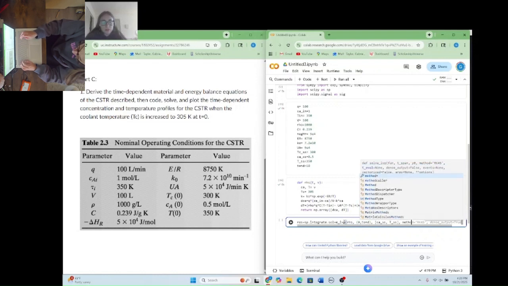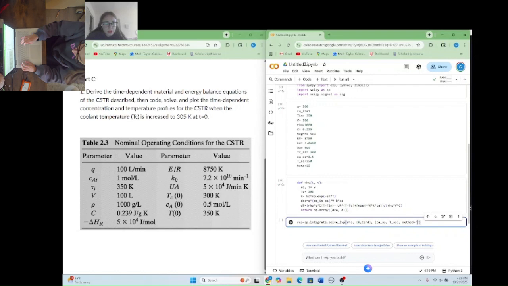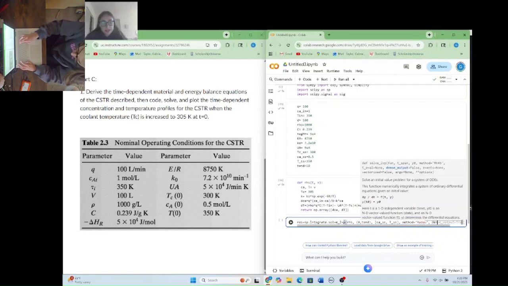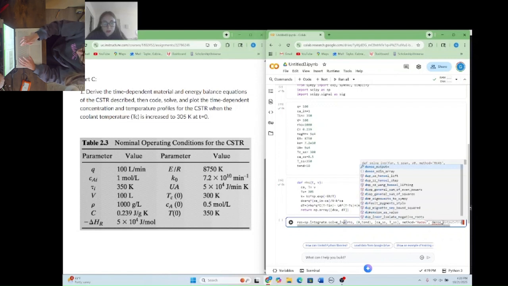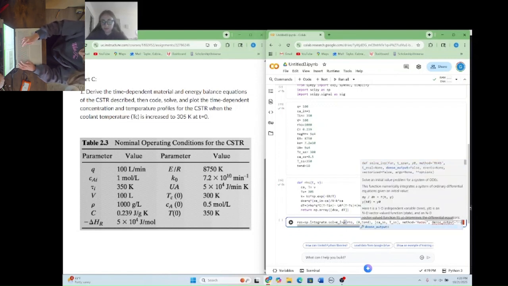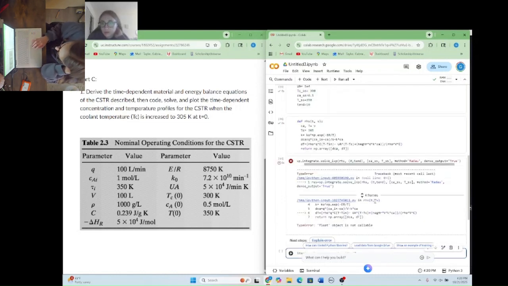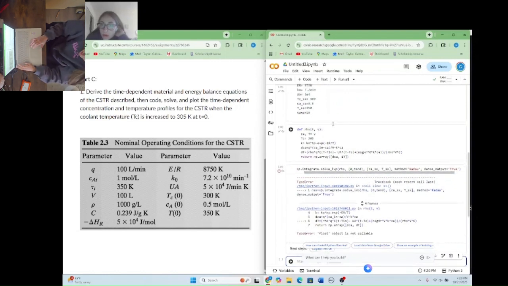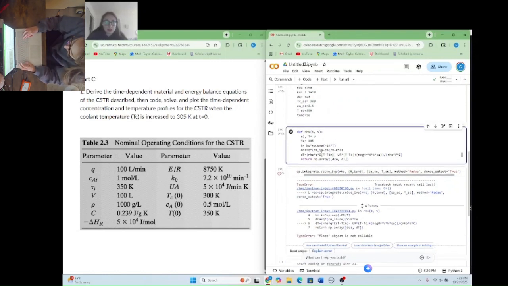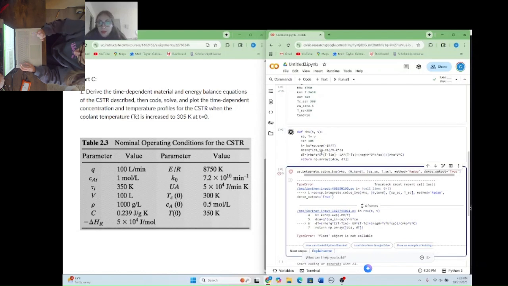Then we want to change our method to equal Radau. And then our dense output is going to equal true. Okay, let's see. Okay, so I forgot to multiply this here. Yep, that works.